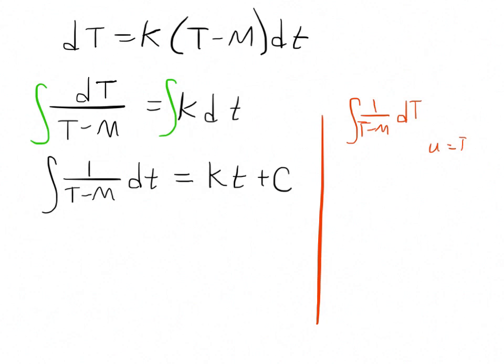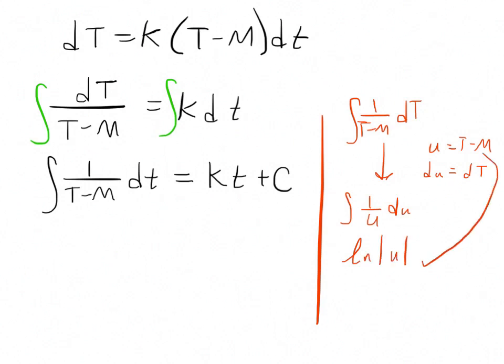So let's see here. I should have u equals t minus m. So what is du? Well, the derivative of t is dt. The derivative of m is basically 0. So it's du equals dt. So this integral is just going to transform into the integral of 1 over u du. And so I'm going to end up with the natural log of u. And remember that then we plug our u back in.